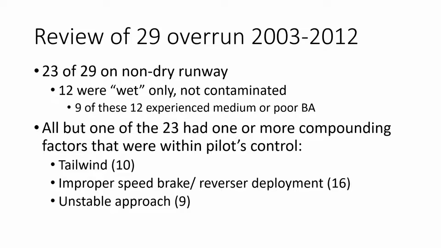And then finally, in 9 of the 23, there was an unstabilized approach. We talked briefly in the last video about some stabilized approach criteria, which we will revisit in more depth in a future video. Those add up to more than 23 because some of the events had more than one of those present. So even though we cannot control the condition of the runway, those variables are within the pilot's control.